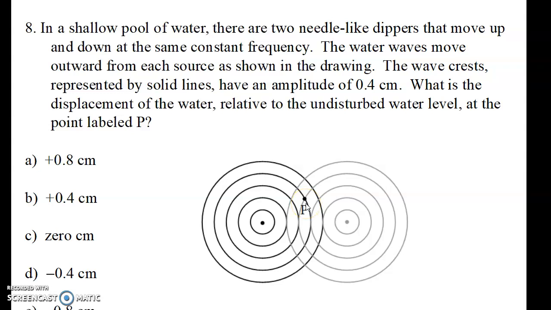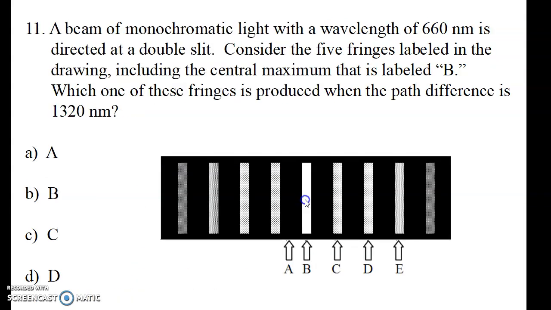Okay. And so that is going to be minus 0.8 centimeters at that particular point. That's a minimum, and the two of them are overlapping at that particular point. Okay, so it's going to be E.